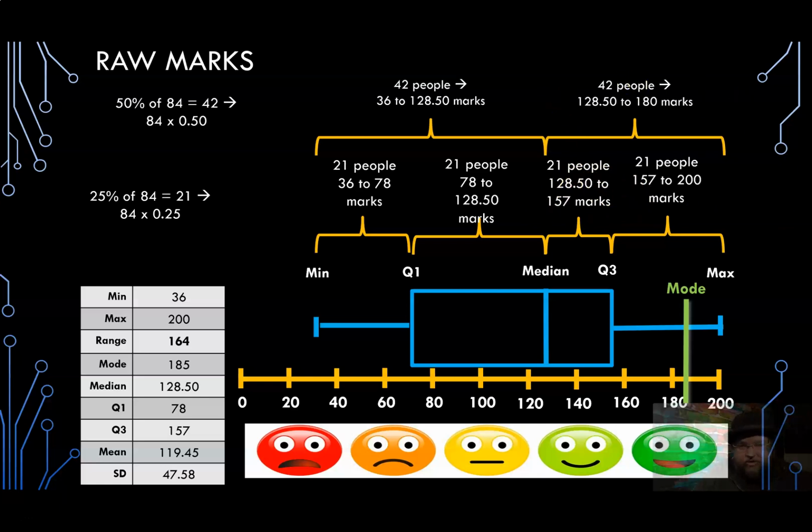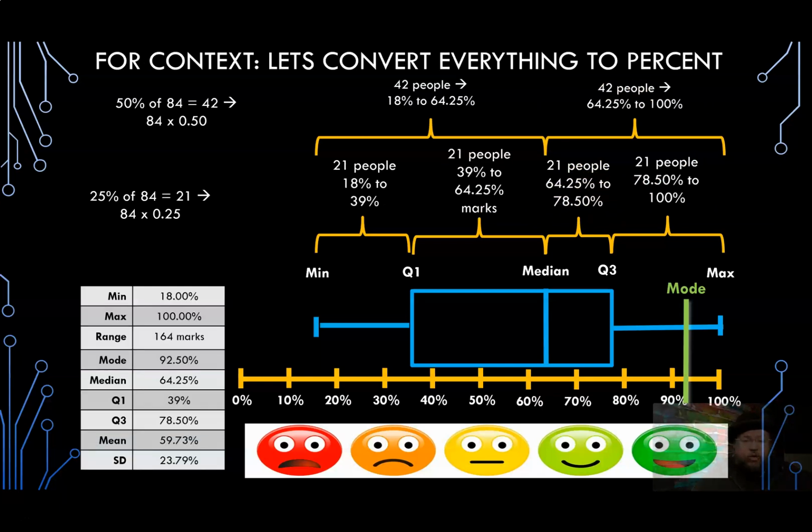And just to make this easier, as probably an argument, I've also converted these all to percentages again. And this is probably where you will see that, okay, I can make a better argument, maybe relate to it a little bit more in the context of a percent. So we know that half the class, for the median, and make an argument here, got between 64.25% and 100% on the test. I would say that that's good.